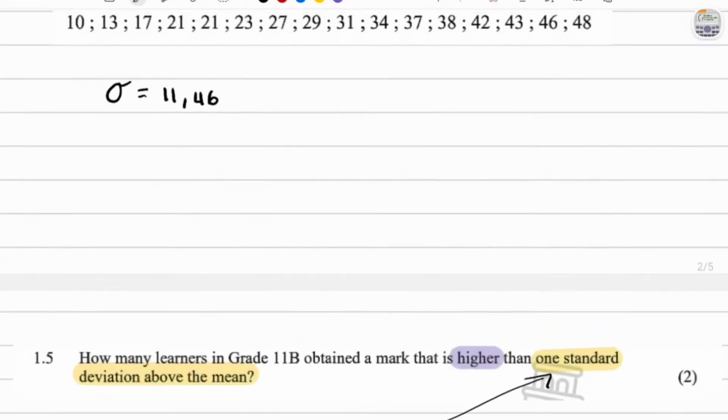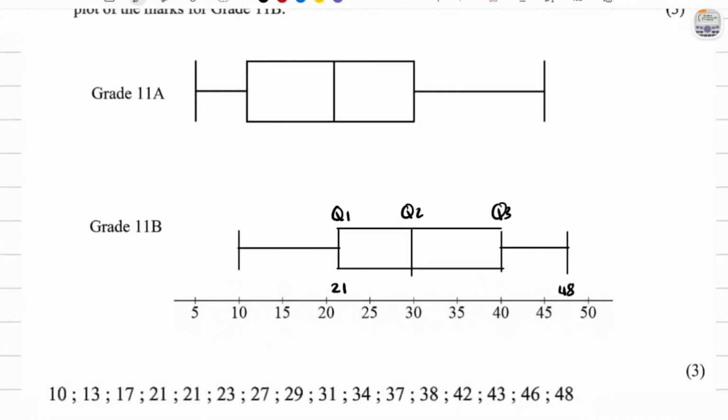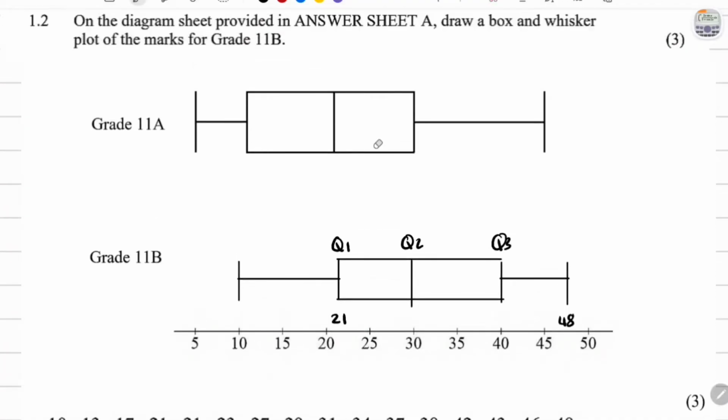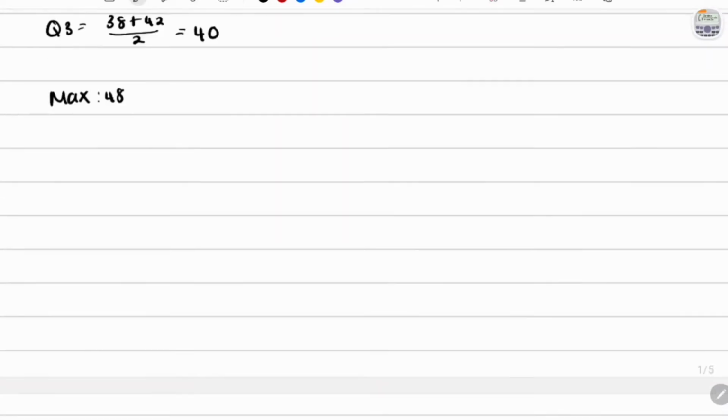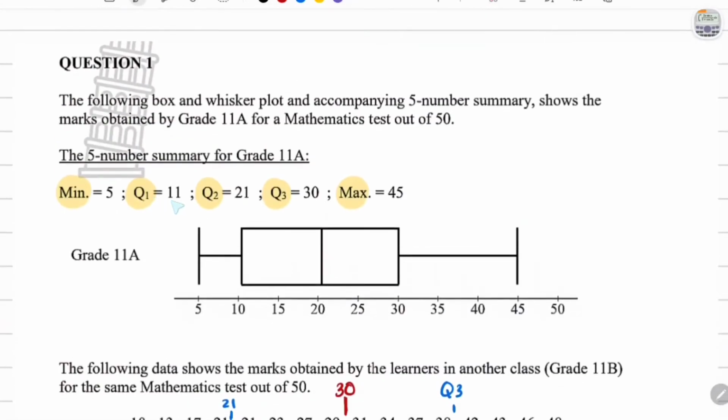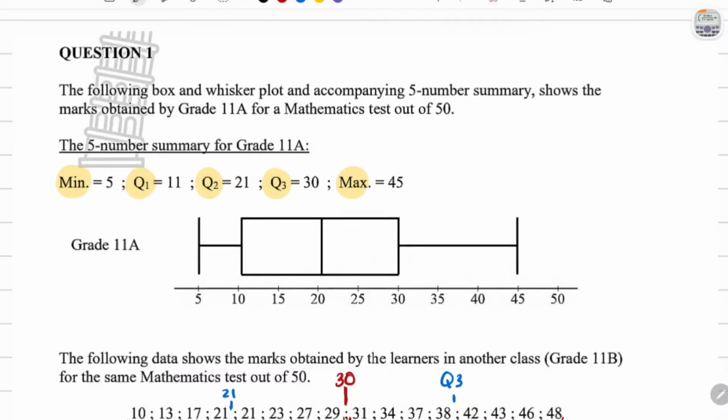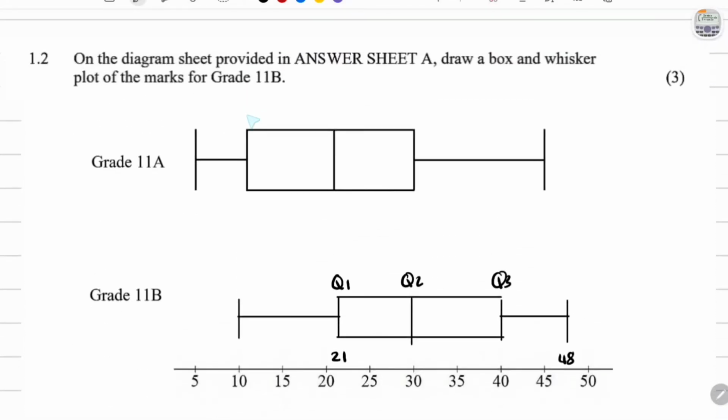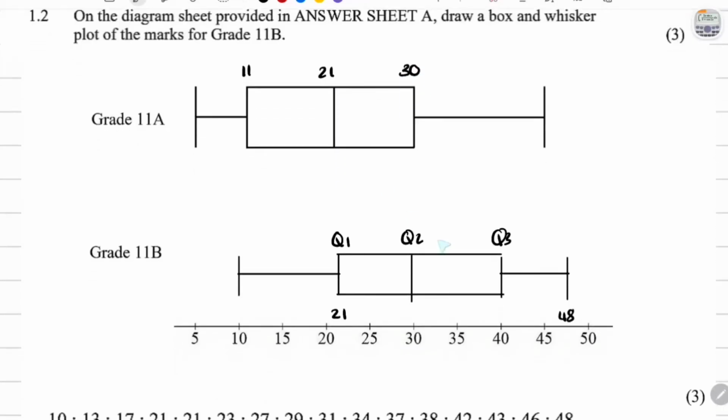We would have to look at things like the way this one looks and the way that one looks. I think I'm just going to put the numbers here so I can properly compare them. We know that for grade 11A, Q1 here is 11, and for grade 11B we have 21 and 30. Okay, so I'm just going to put that there. So now we can actually compare them properly.